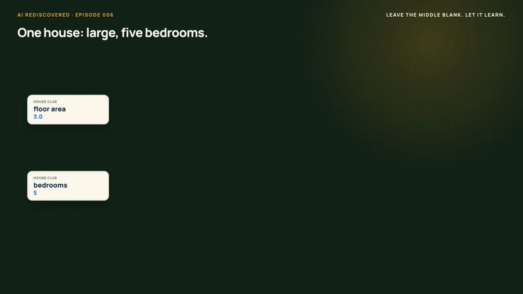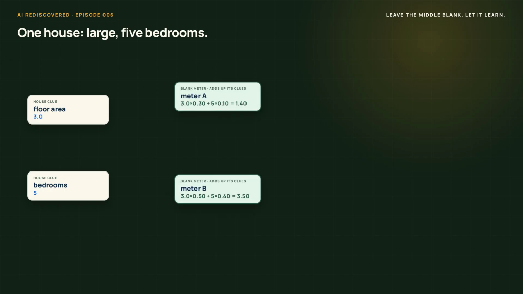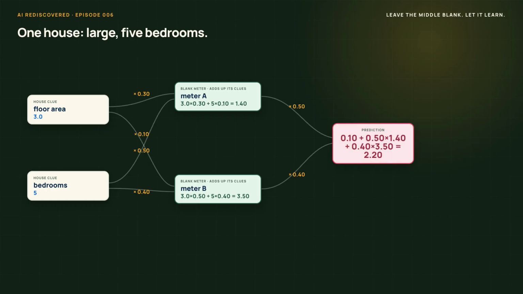Here is the obvious idea, and it is probably the one you are already thinking. Do not invent the clue. Put something in the middle. Leave it blank, and let the same learning machinery from last episode shape it. 2 meters. Every clue reaches every meter through its own adjustable connection. Nobody tells them what to measure.